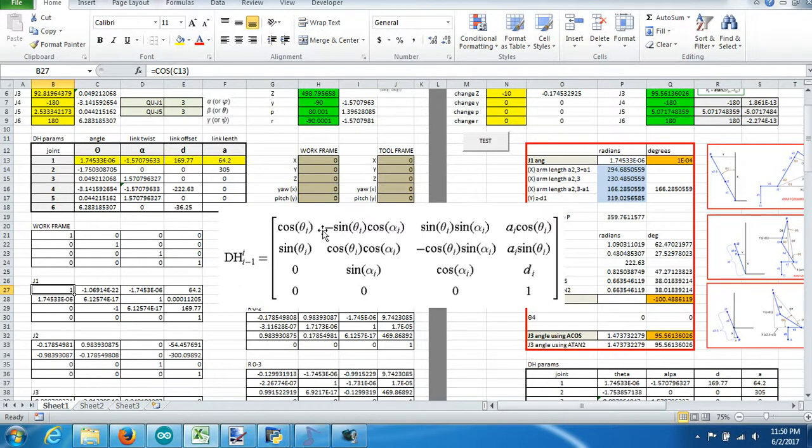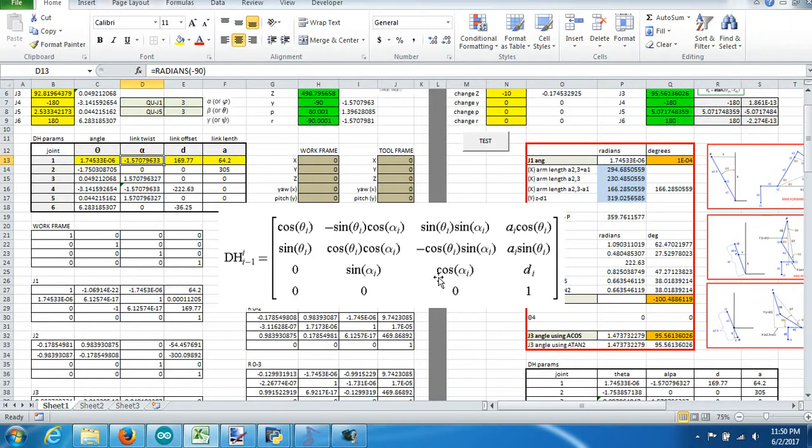For my second one, I take the negative sine of theta times the cosine of the link twist. So I take the negative sine of that value times the link twist, and then this third value is the sine of the joint angle, or theta, times the sine of the link twist. And so we keep going through these as it's shown here, and we apply the math as it's shown.